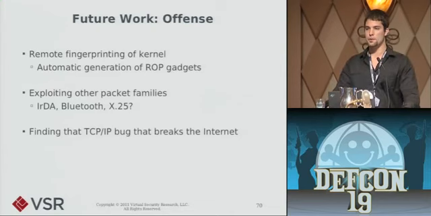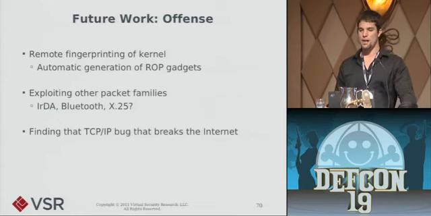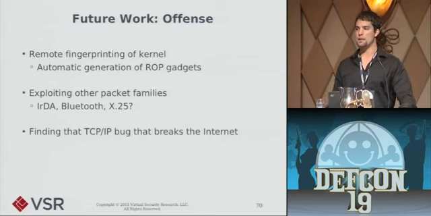Now, more general future work on the offensive side: because these exploits really rely on knowing something about your target, I think being able to remotely fingerprint a kernel, identifying whether this is a distribution, what distribution it is, and what version it is likely to be, is really essential in gaining the information you need about your target to be able to build your exploit.